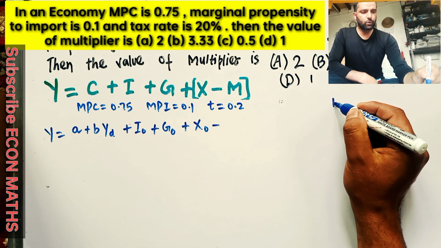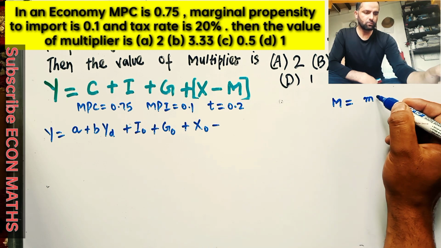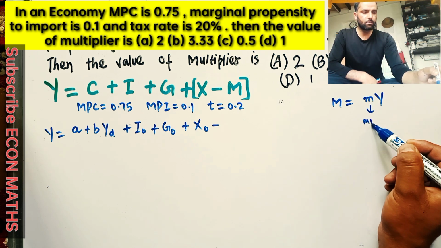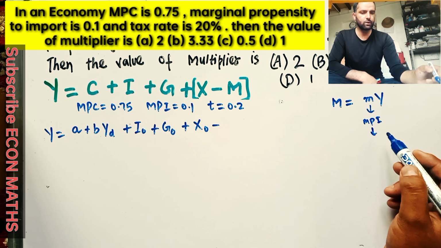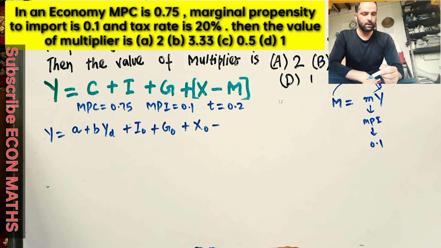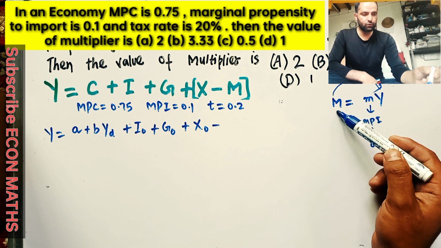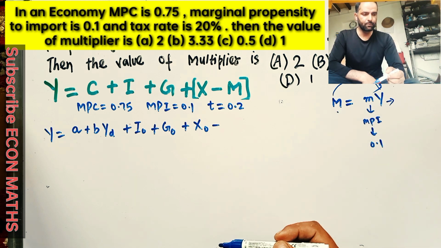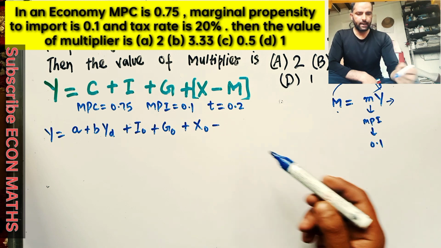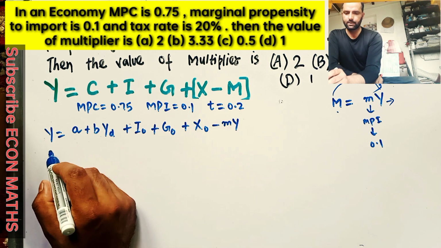What is the import function? Import M is equal to small m times y. Here m denotes our marginal propensity to import, and its value is given as 0.1. That means our import is a function of income, and m shows how much our imports will increase when there is a 1 unit increase in income. So in place of M, I can write my. Let's solve it further.